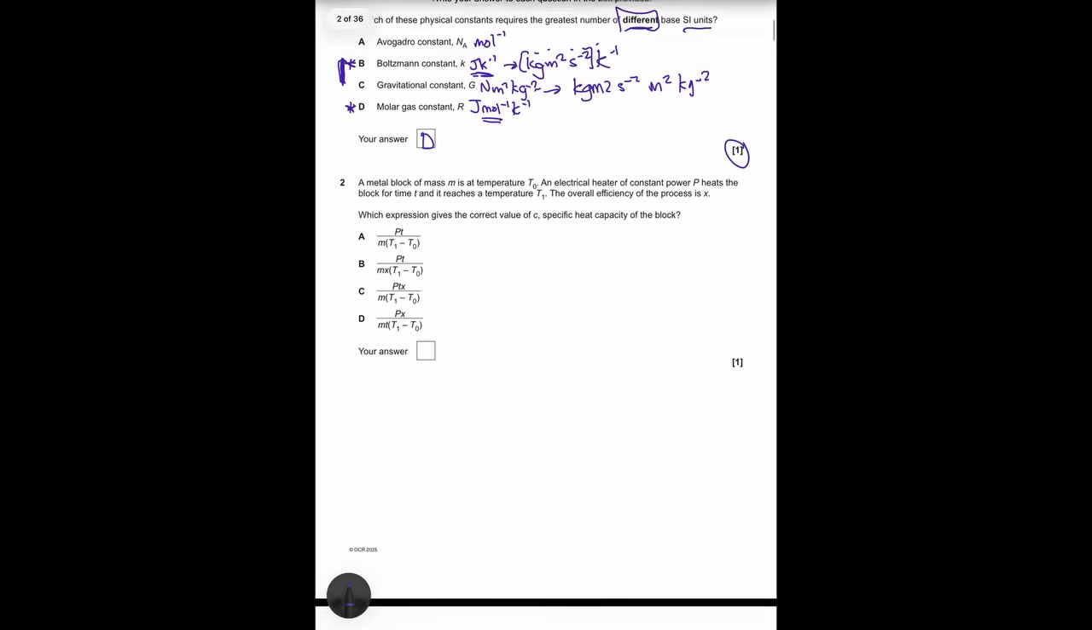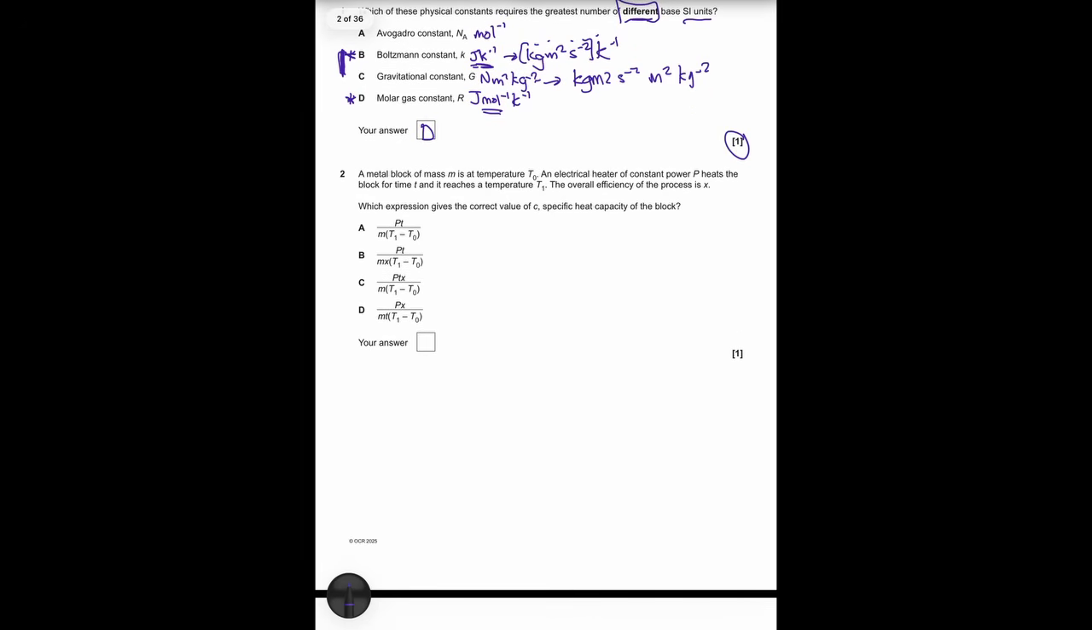Okay, for question number 2 then, a metal block, and all that. You can read the question, and it says, which expression gives the correct value of C? So how am I going to start this off? Well, if it's asking about the specific heat capacity of the block, the place where I should start is, do I know the formula for specific heat capacity? Of course I do. It is E equals mc delta T.